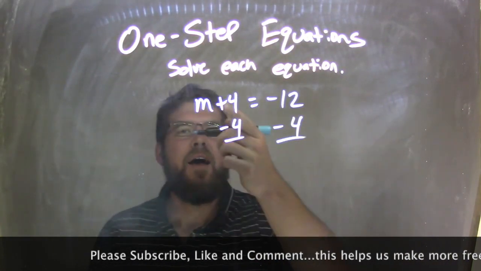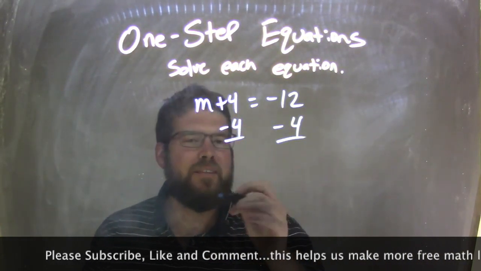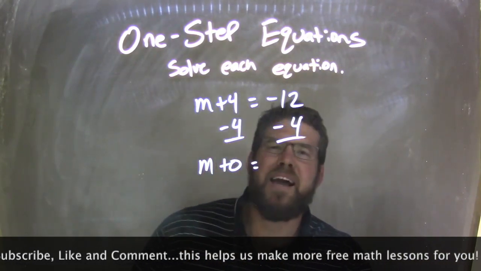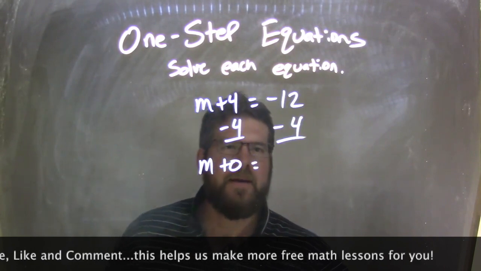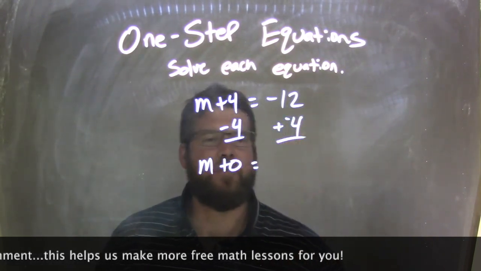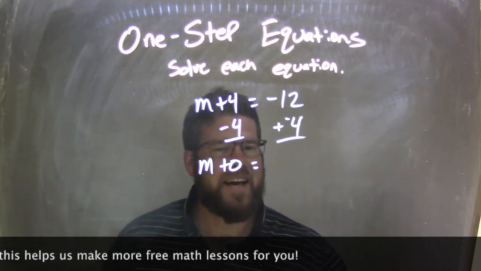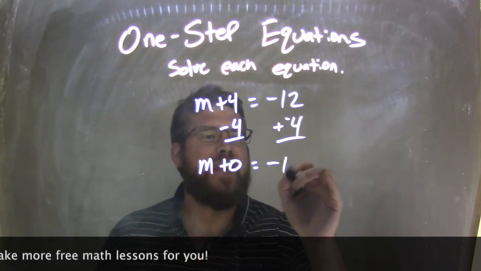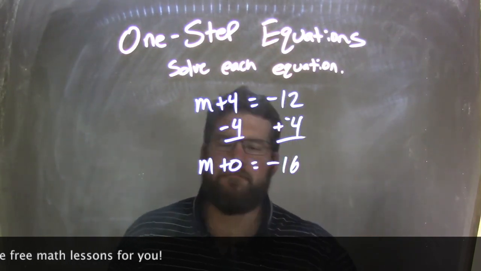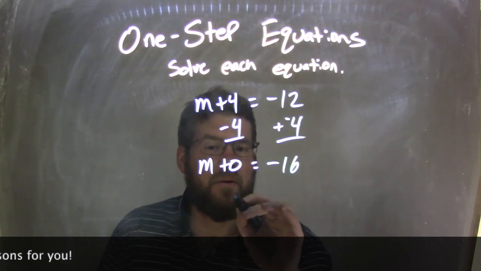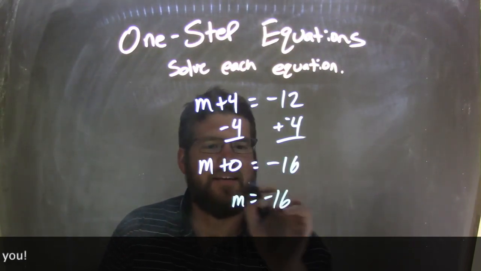So plus 4 minus 4 comes out to be 0, so we have a 0 here, the m there. But now we have negative 12 minus 4. Sometimes, subtraction is the same thing as adding a negative, right? And you can kind of see that there. So negative 12 plus a negative 4 makes it more negative, which is a negative 16. Okay? So now we have m plus 0 equals negative 16. Well, we don't need to add 0. So we have m equals negative 16 as our final answer.